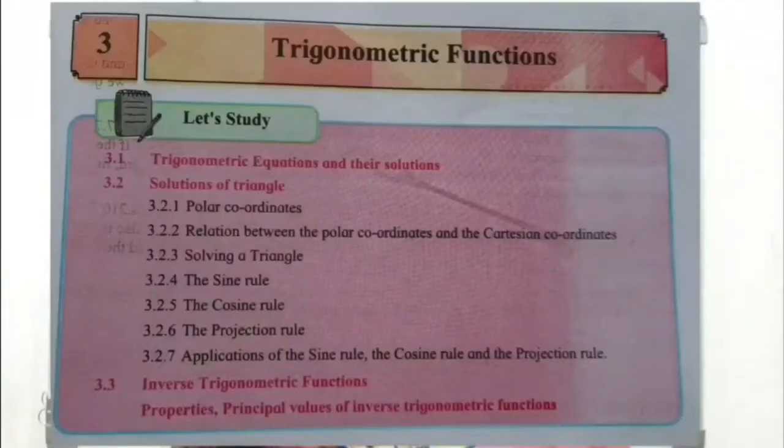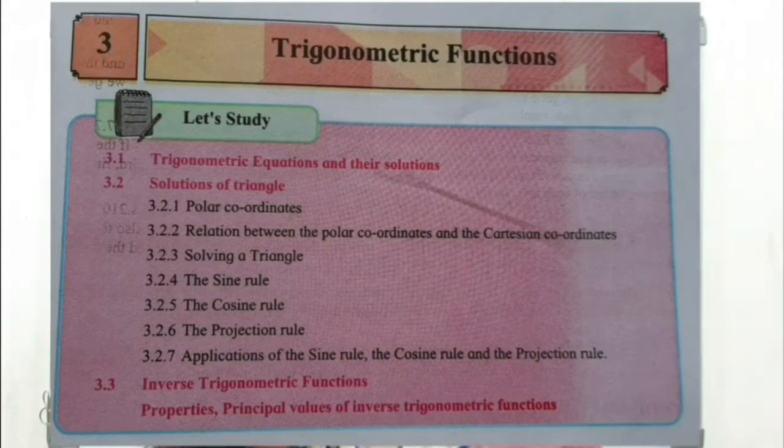So the very first point is trigonometric equations and their solutions. Like algebraic equations, trigonometric equations also exist, and their solutions also. If an equation is there, then it must have a solution also.